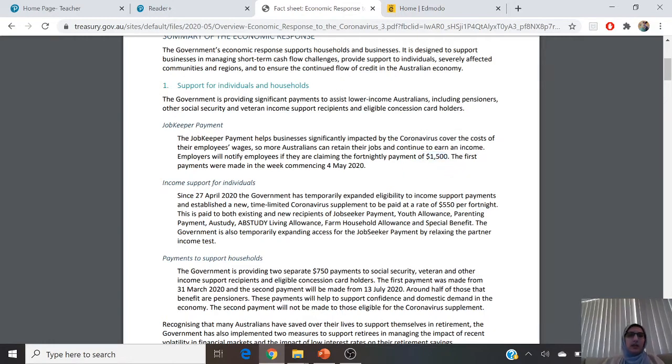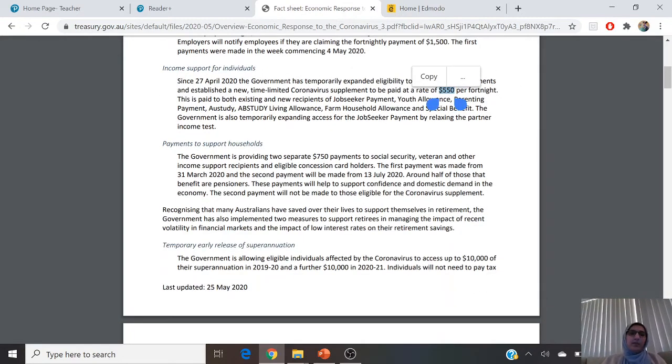Then there's income support for individuals. From April to 27 April, the government temporarily expanded eligibility for income support payments, and people get $550 per fortnight. Then there are payments for households as well, which is $750, which is great.